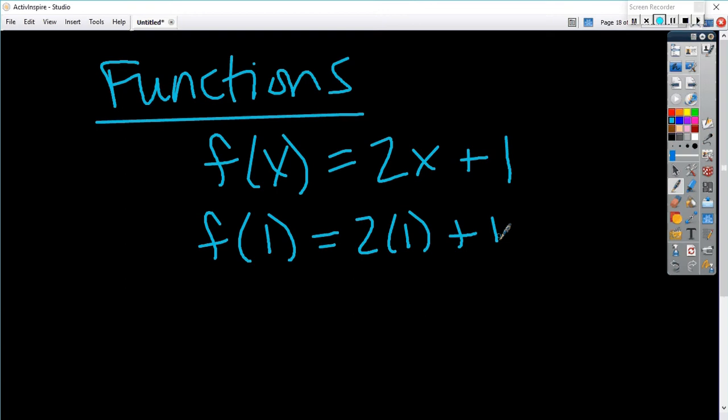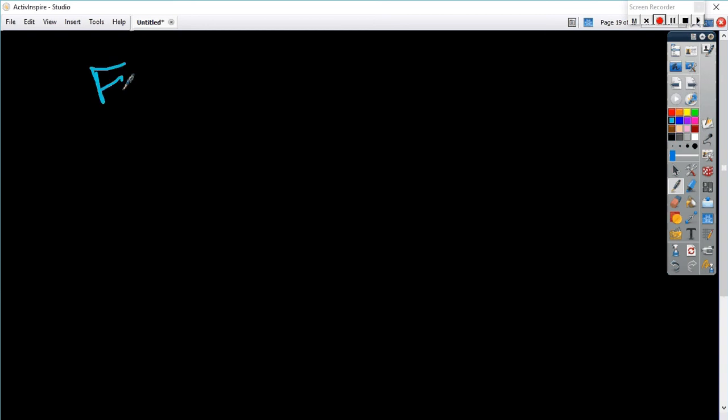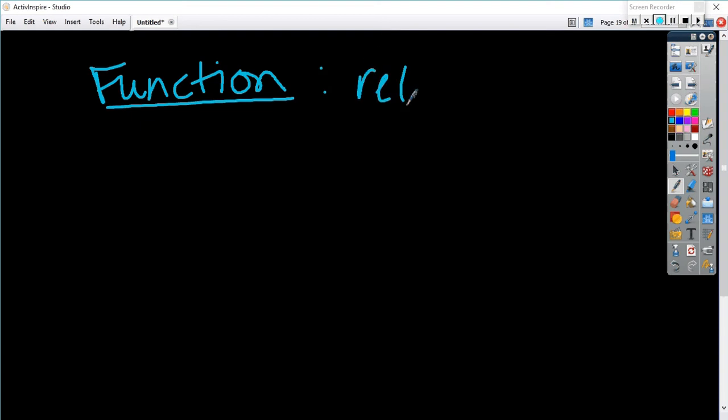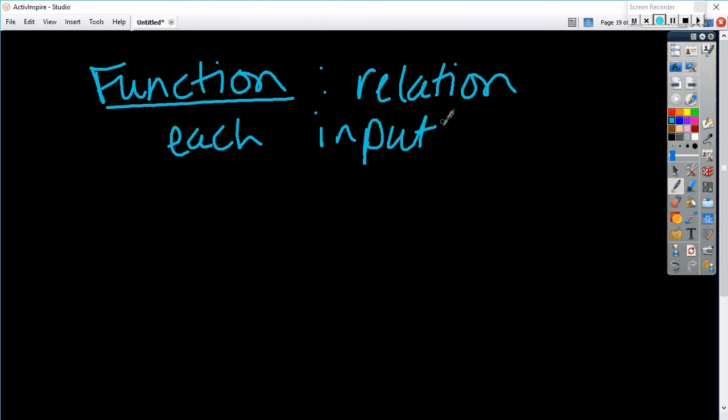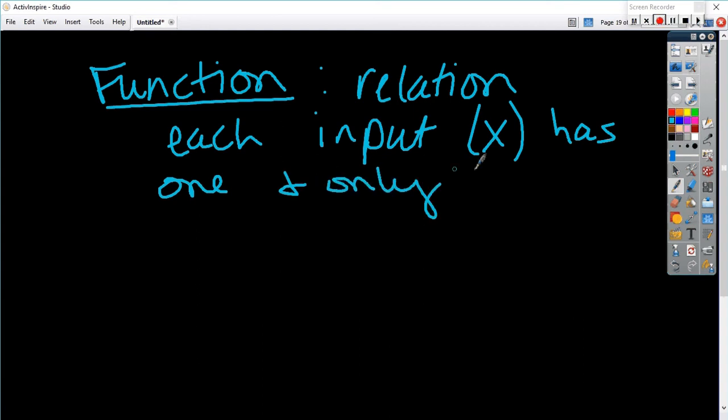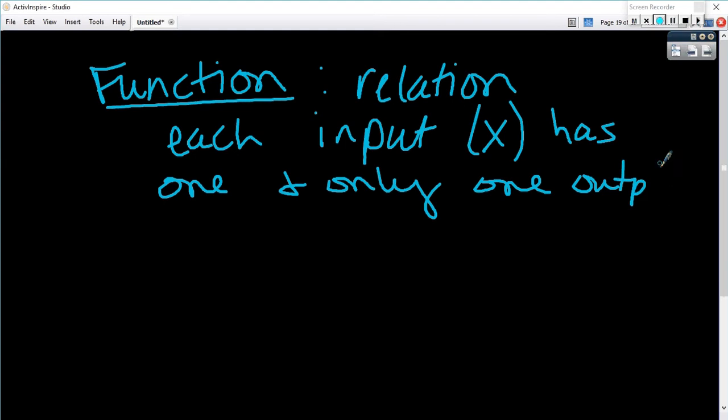So what you also need to understand is what a function actually is. A function is a relation that each input, and input is my x, okay? So every x has one and only one output. What do you think output is? If input's x, y, that's right.